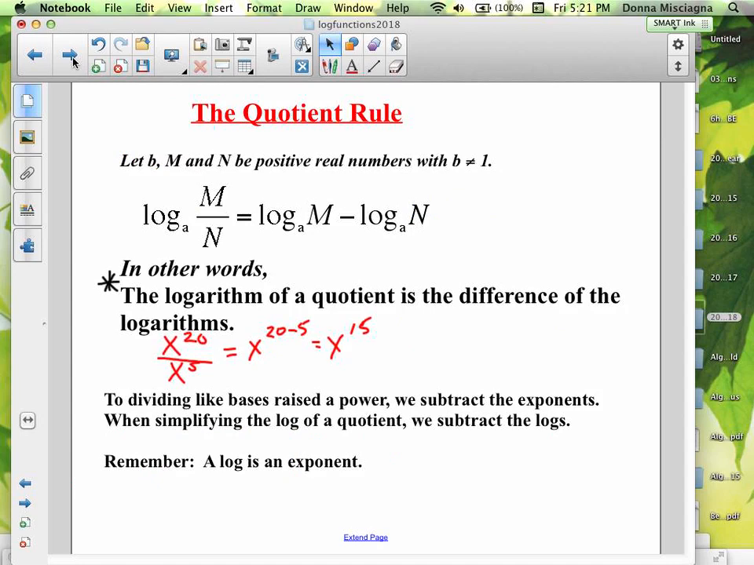So to divide like bases raised to a power, we subtract the exponents. When simplifying the log of a quotient, we subtract the logs. So if we had x to the 20th divided by x to the 5th, that would be the same as x to the 20th minus 5, or x to the 15th. Because a log is just an exponent. So the exact same properties that apply to exponents apply to logarithms. So let's look at the quotient rule.